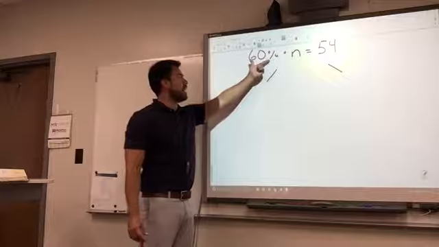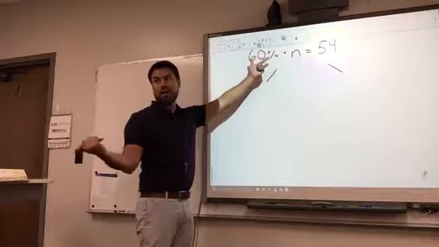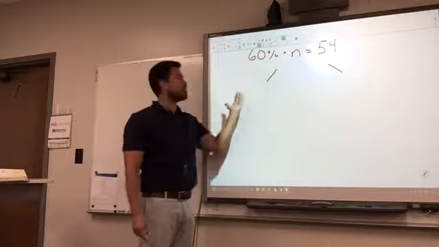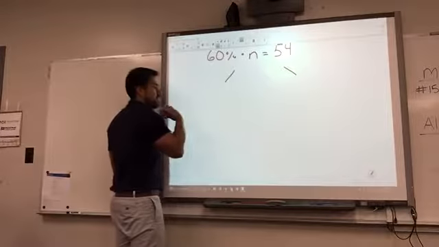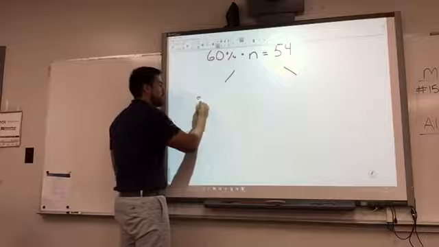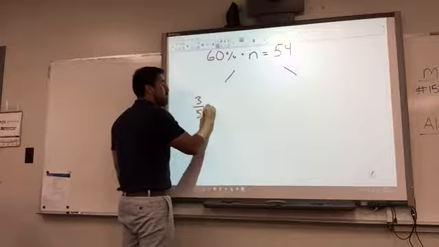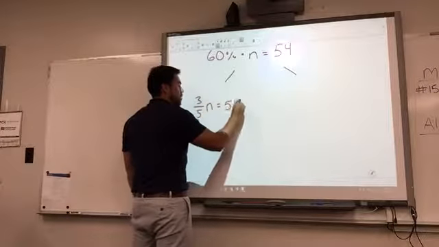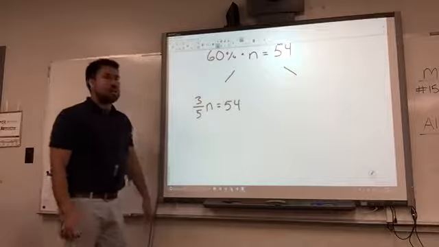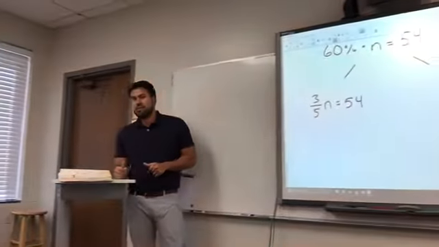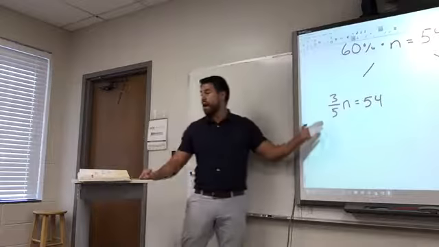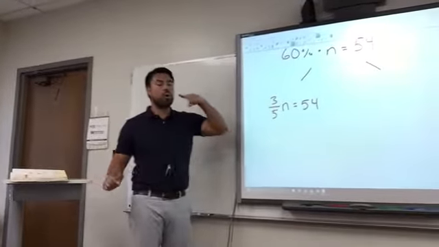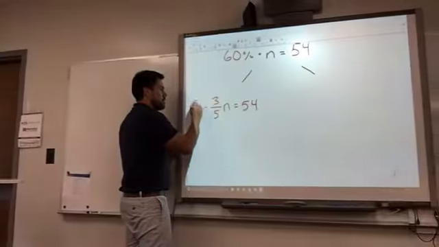I can change a percent into a fraction or decimal. Good. So what would 60% be as a fraction? Anyone know? Reduced. Yeah, I think we saw that already. So 3/5 times n equals 54. I'm going to work this way first. How do you solve for n here? You multiply by 5/3. You can divide both sides by 3/5 or multiply by 5/3. Both sides.